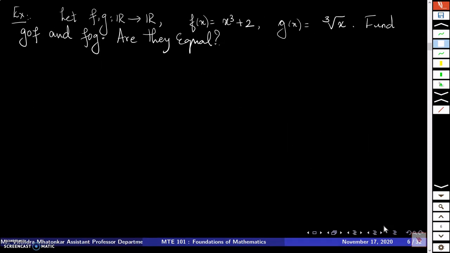Okay. Next, I'll leave this as an exercise for you all to try. Supposing f and g are two functions from R to R defined by f of x equal to x cube plus 2 and g of x equal to cube root of x, then compute f composite g and g composite f and check whether they are equal or not. Okay, so see that you all do this. I will leave this as an exercise.